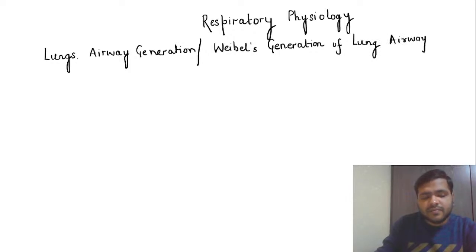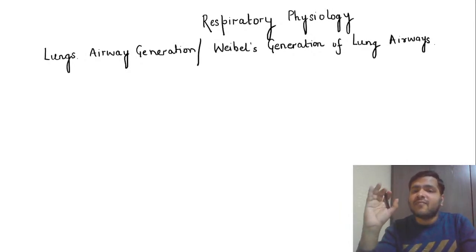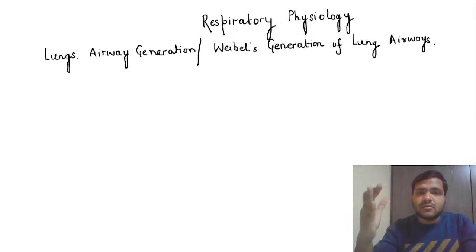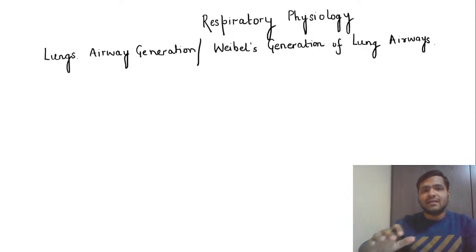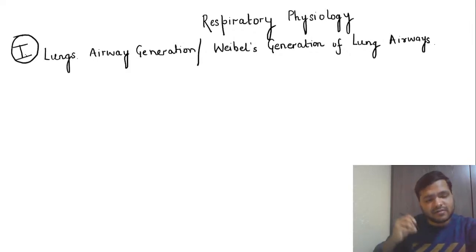Now, what is it? This is something referred to as the functional anatomy of the lungs, where I will be talking about the trachea, the bronchi, the bronchioles, the terminal bronchioles, the alveolar duct, and the alveolar sac. We are going to draw a diagram, and after that, we will see how it is connected to the physiological aspect. So, this is our first topic.